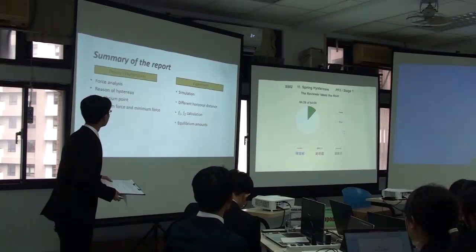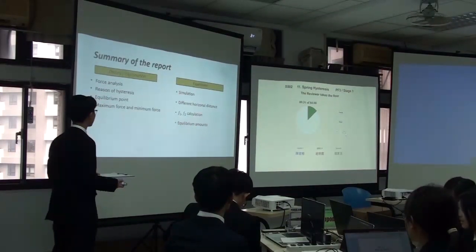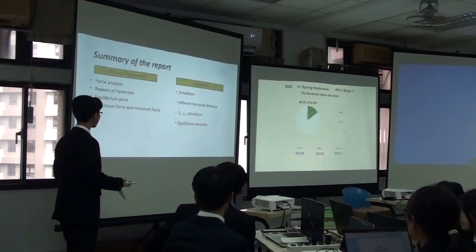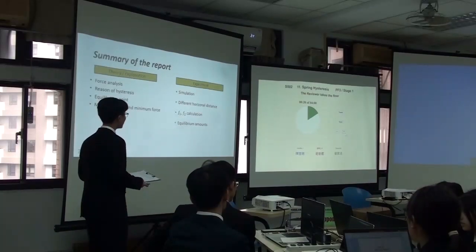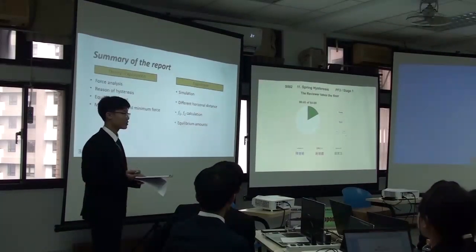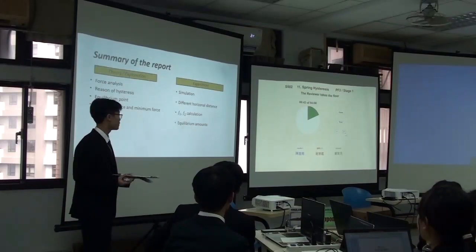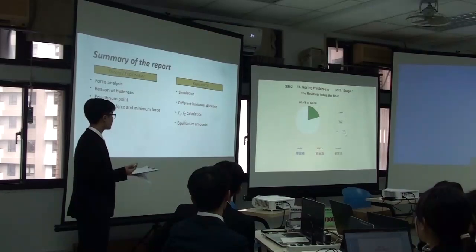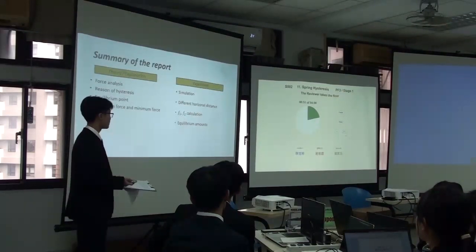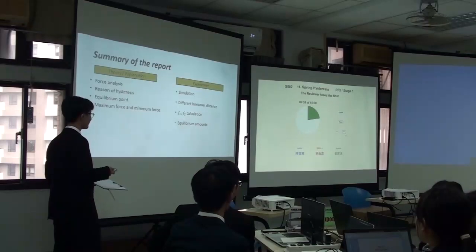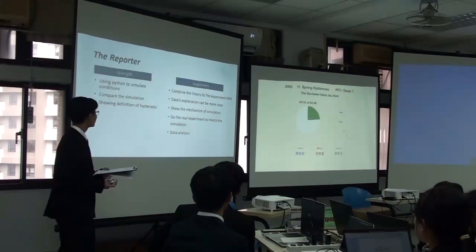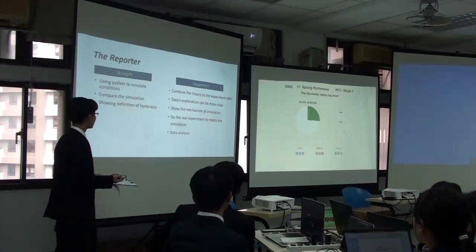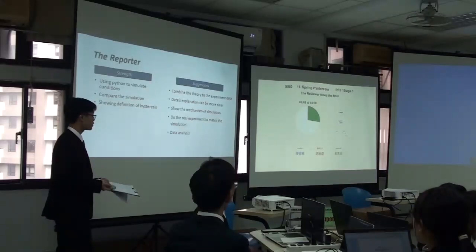About this report, the theory he used is force analysis, the reason of the hysteresis and the equilibrium points, also the maximum force and the minimum force. But I think in his experiment, he didn't do a real experiment, but he used simulation to predict the result, and he used different horizontal distances and F1, F2 calculation in equilibrium. As a strength, he used Python to simulate the conditions, compared the simulation, and also showed the explanation of hysteresis.